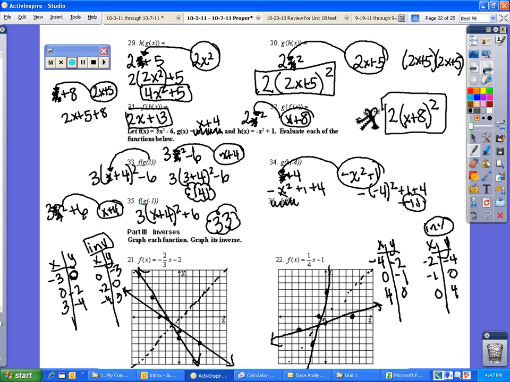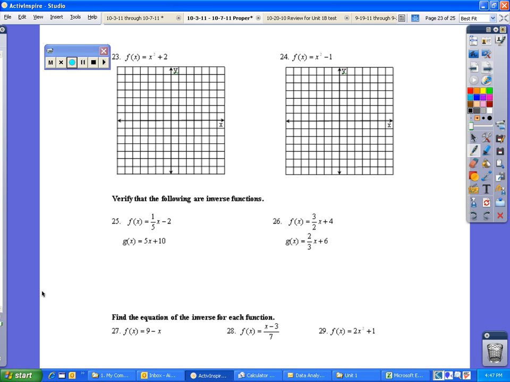Okay, last page. Moving on to finish up inverses. Again, you have the x squared plus 2. You want to make two tables. These really don't matter which numbers you pick. Let's just do negative 1, 0, and 1. So negative 1 squared is 1. 1 plus 2 is 3. 0 squared is 0. 0 plus 2 is 2.